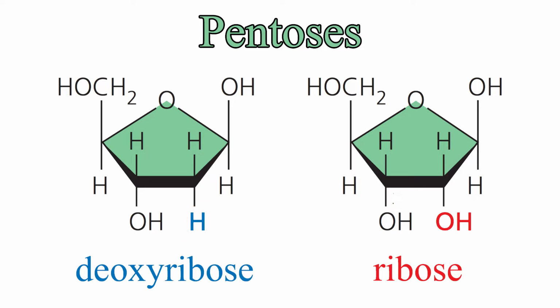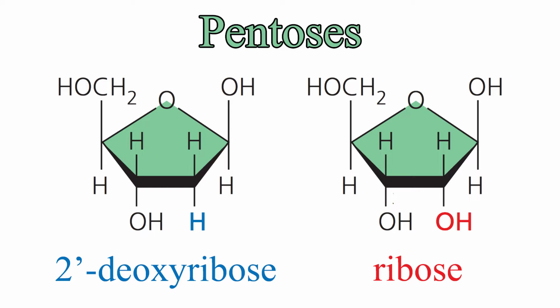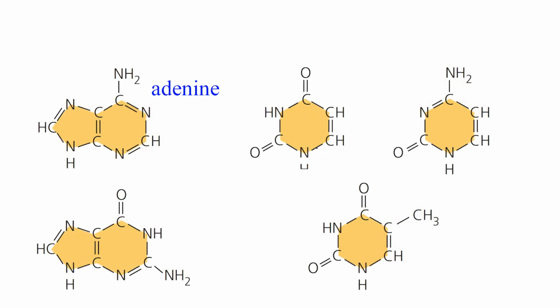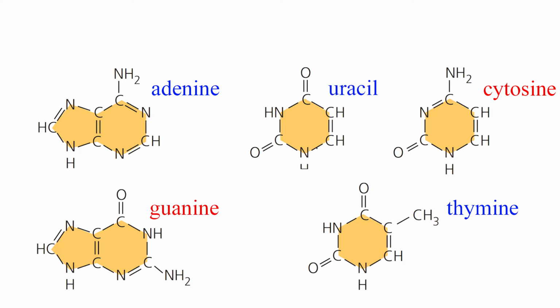If you want to sound really pretentious, you can call it 2'-deoxyribose because the oxygen is missing on carbon number 2. Attached to carbon number 5 on the pentose is a phosphate group. You'll notice that this phosphate group is charged, which is what gives nucleic acids a negative charge. Finally, attached to carbon number 1 is a nitrogenous base. These can come in 5 different flavors: adenine, thymine, cytosine, guanine, and uracil, or A, T, C, G, and U for short.